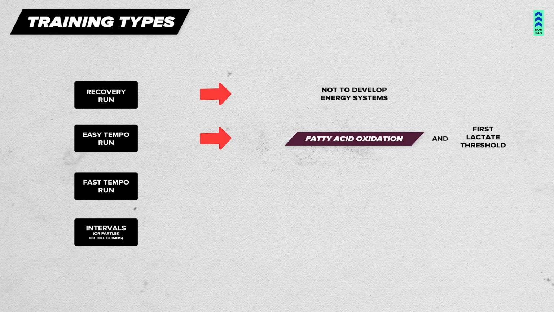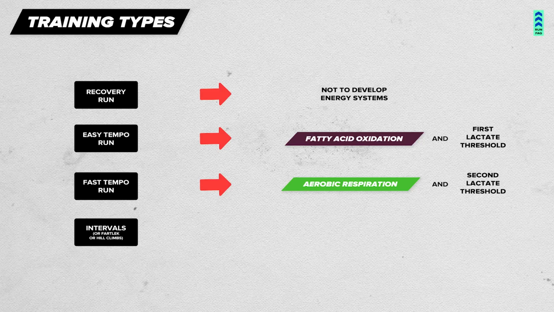A fast tempo run focuses on aerobic respiration. It helps you balance glucose consumption through glycolysis and mitochondrial activity. Intervals, on the other hand, push the limits of your body, where aerobic methods aren't enough. This develops your glycolysis, but it also develops your VO₂ max, which is still very necessary for aerobic systems.